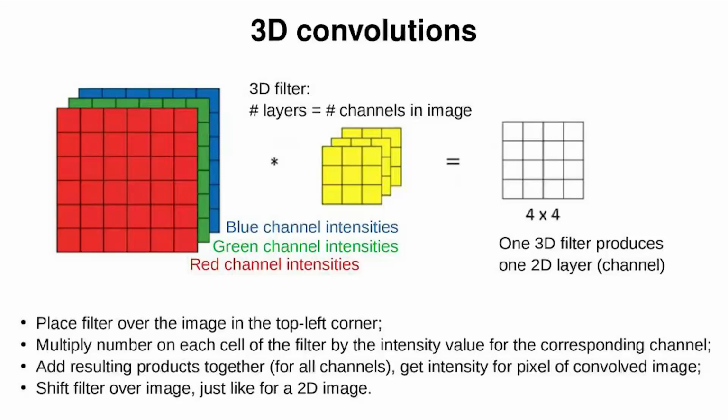Each channel of the filter is always overlaid over the same channel in the original image. The number of channels in the original image need not be limited to 3. 3D convolutions are used to process color images, but as we will see shortly, they have other important applications in computer vision as well.